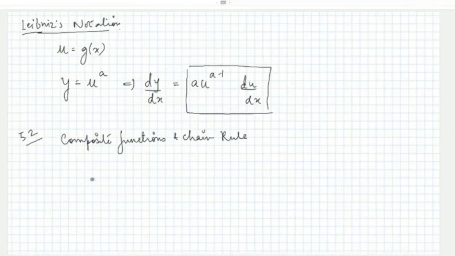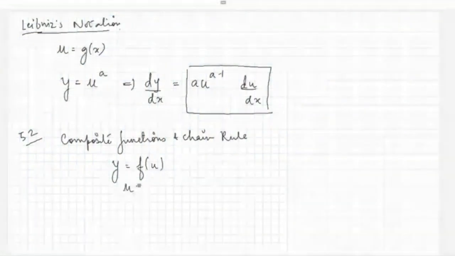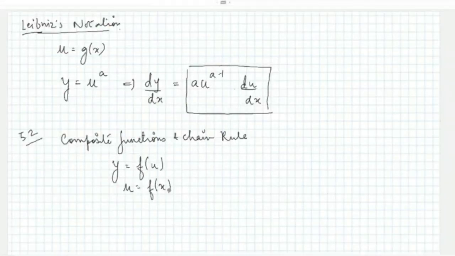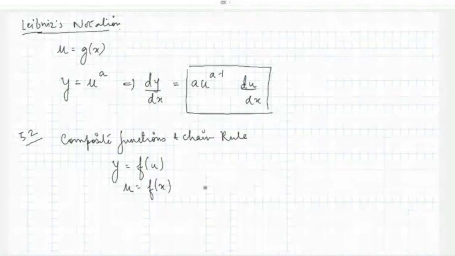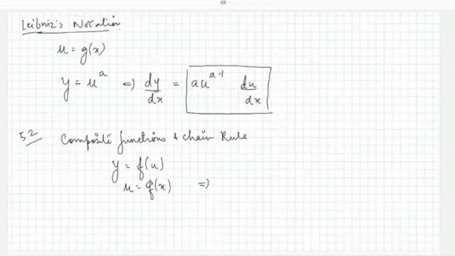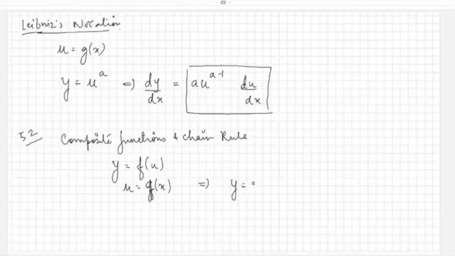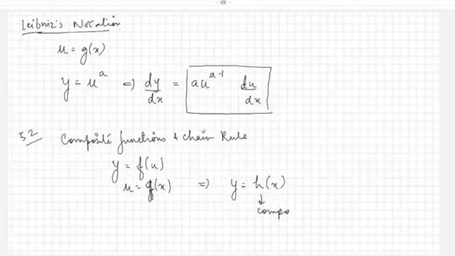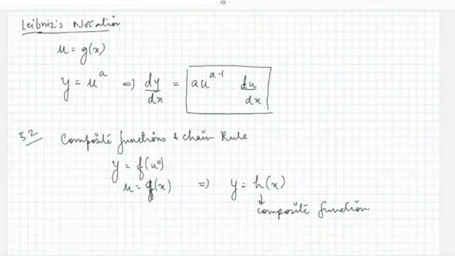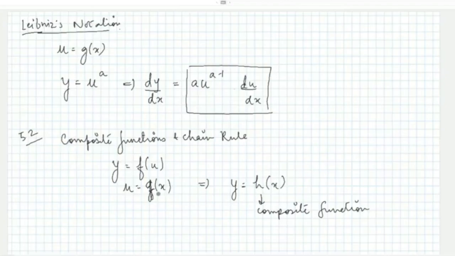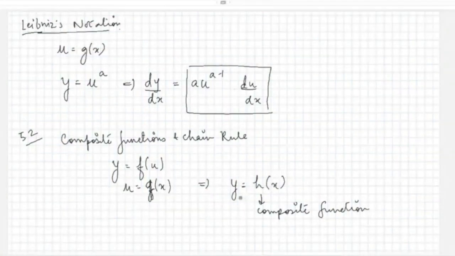Okay, now say you have y as a function of u, and further u is a function of x. In this situation, we say that y is a composite function of x. y x का function नहीं है, y u का function है, लेकिन u जो है x का function है, hence y becomes a composite function of x.